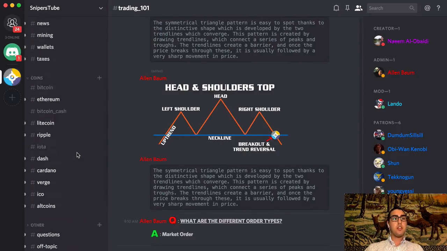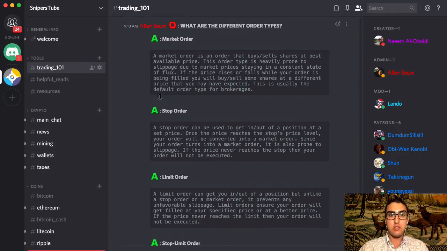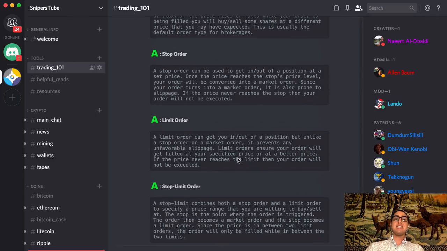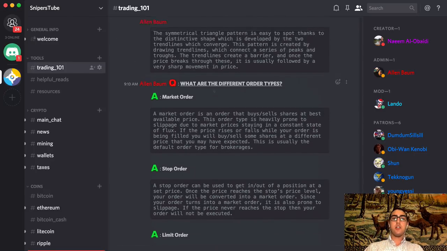If you go to our Discord, just go to Trading 101 on the bottom, and then just look here. It says stop order can be used to get in and out of a position at a set price. Once the price reaches the stop's price level, your order will be converted into a market order. Since your order turns into a market order, it is also prone to slippage. If the price never reaches the stop, then your order will not be executed. So what I always recommend is a stop limit order, because a limit order gives you a set price threshold. So it's not necessarily one specific price, so you can ensure that the trade is executed. So that's all in our Trading 101 on our Discord, guys.